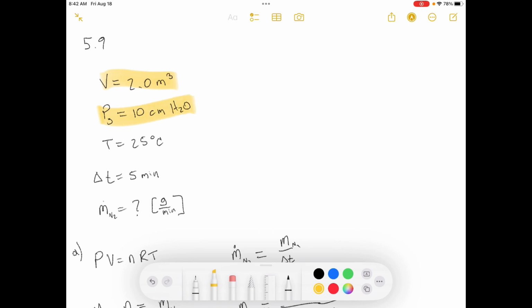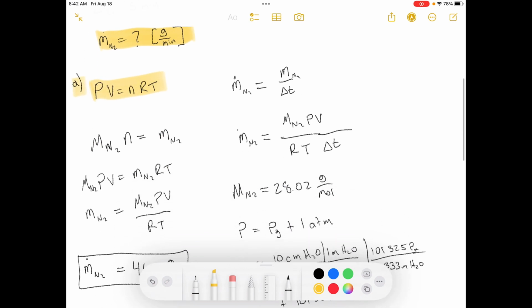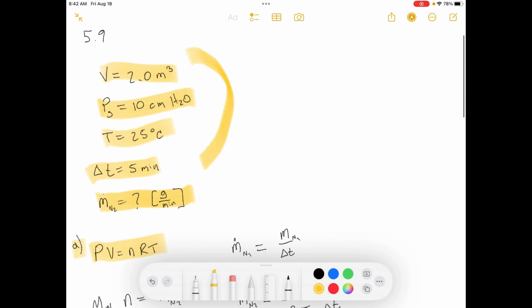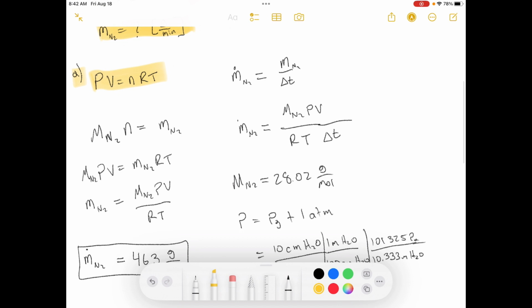Okay, so we've got our volume here, we've got our gauge pressure, temperature, the time it takes to turn over the box, and we need to find out what that mass flow rate is supposed to be. Part A, we just use the ideal gas equation. Okay, so let's convert all of these into usable units for this equation. And let's also convert this so that we're calculating what a mass flow rate is, because this is just pressure, volume, number of moles, gas constant, and temperature.